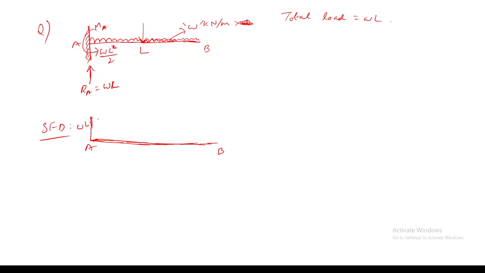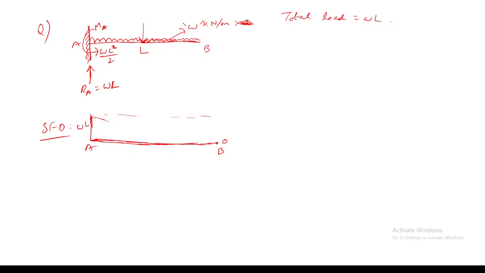And what will be the variation from A to B? Whether it is constant like this, or linear? Yes, it will be linear. And what will be the shear force at point B? 0. Yes, it will be 0. So you have to connect this with a linear line.